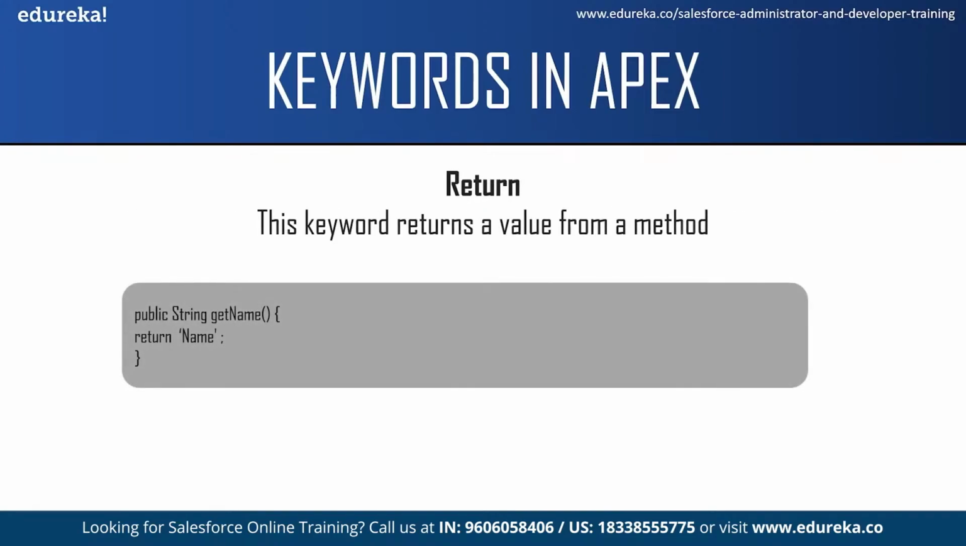The next keyword is the return keyword. A return keyword is a keyword used to return a value from a method. Now looking at an example of the return keyword, it starts with the keyword return and then a variable whose value we want to be returned.